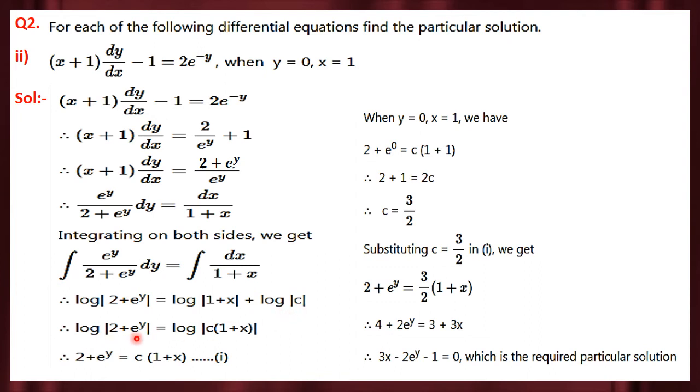Now log(2 + e^y), and we will combine these two terms by using the law of logarithm, that is log a plus log b form, that is log ab.